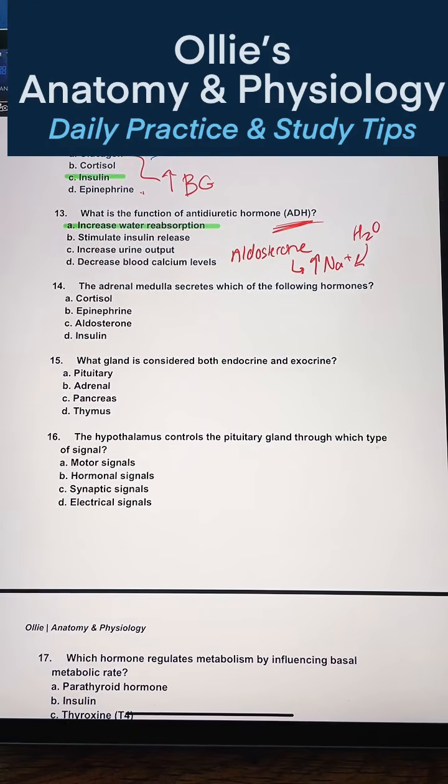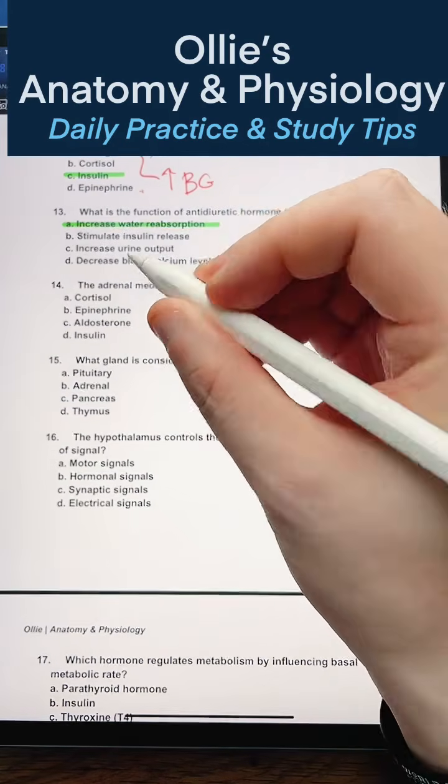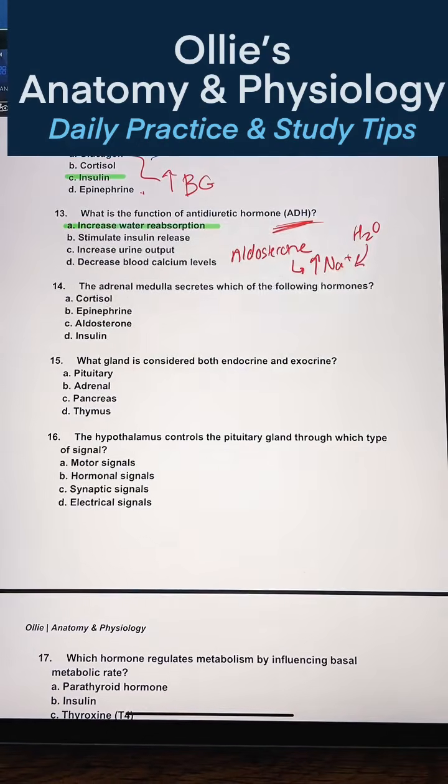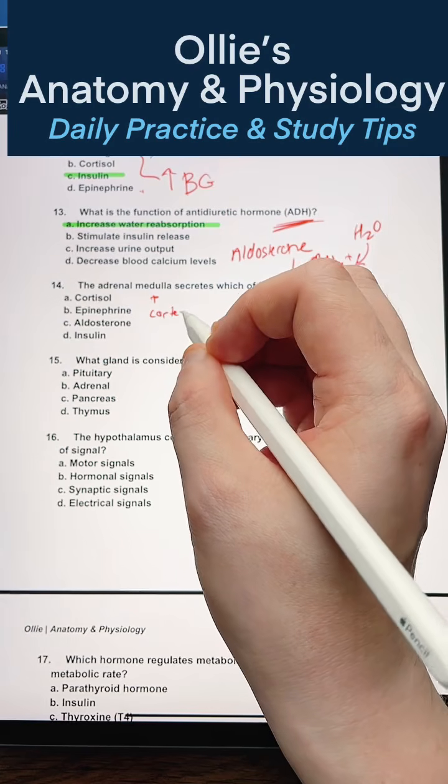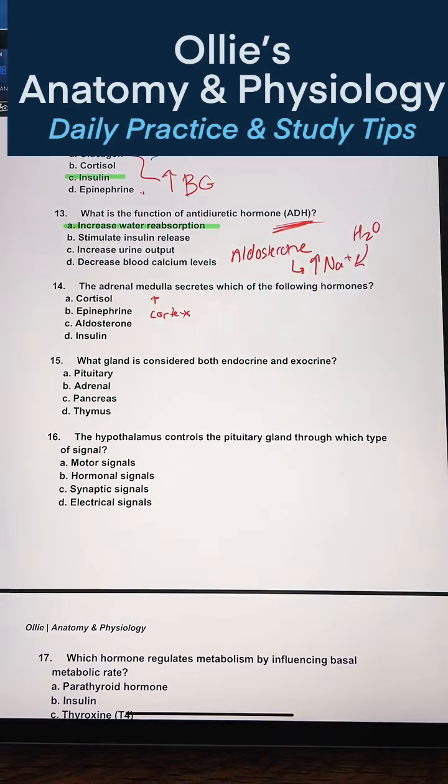Number 14, the adrenal medulla secretes which of the following hormones? So again, a lot of students miss this question as well sometimes, especially when I ask it in a different way. So we have the adrenal medulla plus the cortex. A, B, C, or D. So we'll talk about which one it secretes as well. A, B, C, or D.